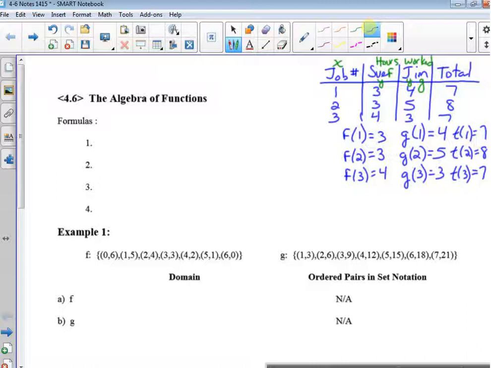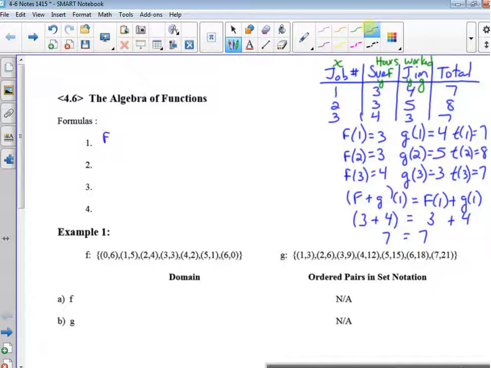So the algebra of functions is talking about adding those things together. So we say f plus g of 1 is equal to f of 1 plus g of 1. In our example, that was f of 1 was 3 plus g of 1, which was 4, so 3 plus 4, and they're both equal to 7. So we can add some functions together. So there are some formulas for that. We can add functions, we can subtract, multiply, and divide.